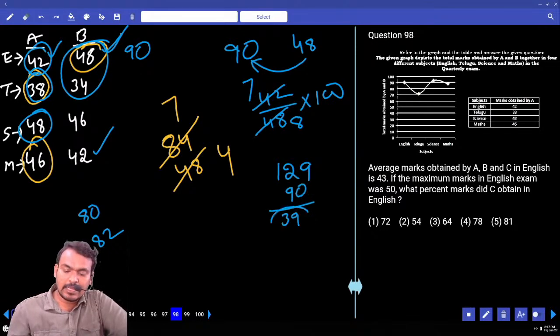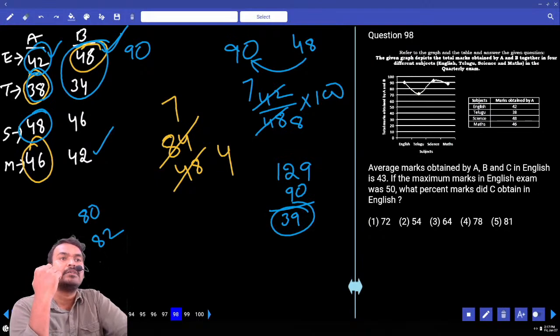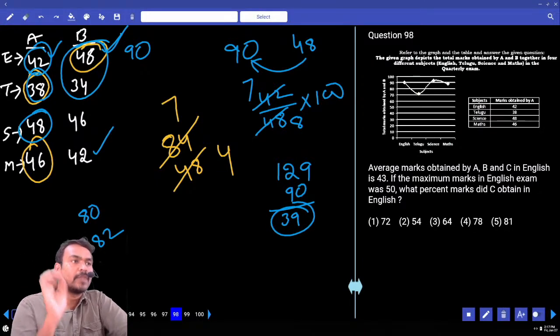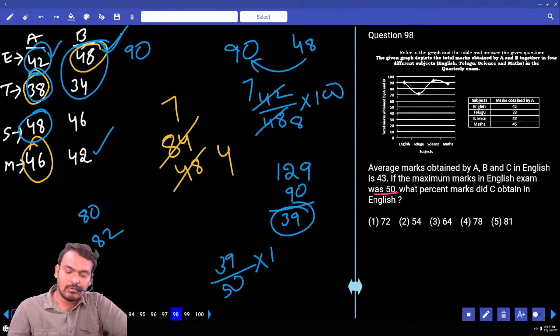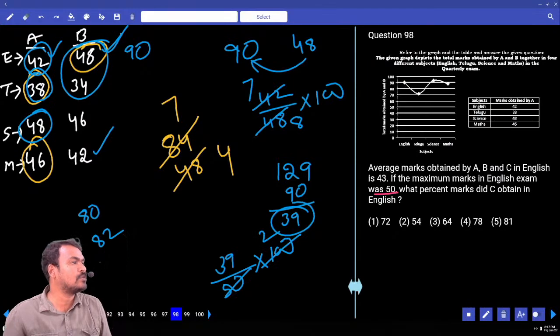39. That 39 is which one's marks? C's marks in English. 39 is converted to which one, percentage or value? Percentage. What are the maximum marks? 50. 39 by 50 into 100. How many times is it? 2 times, or not? 39 twos are 78.